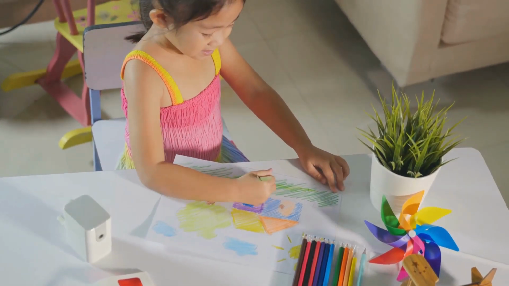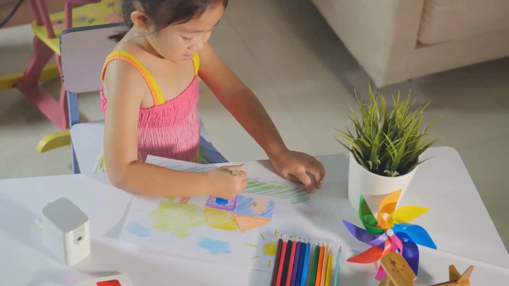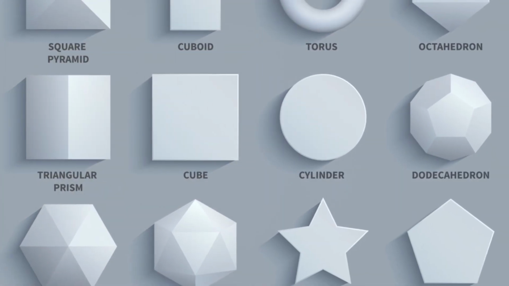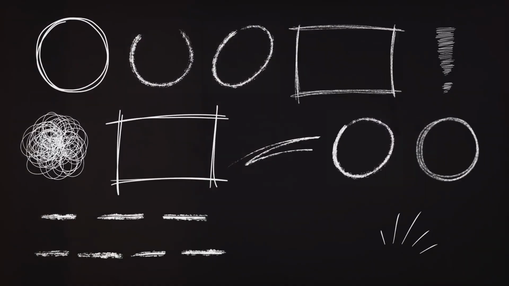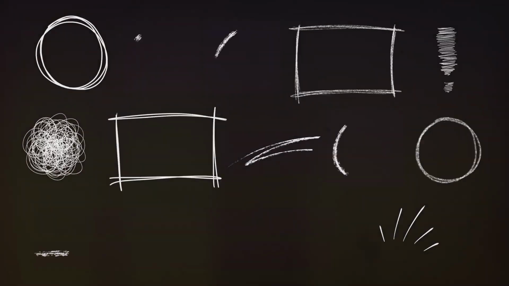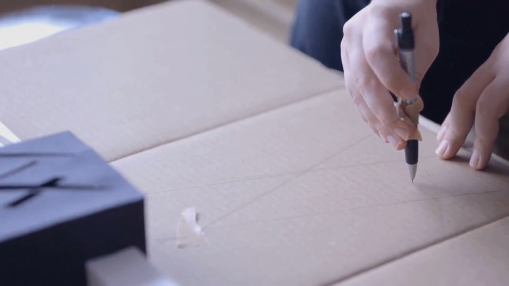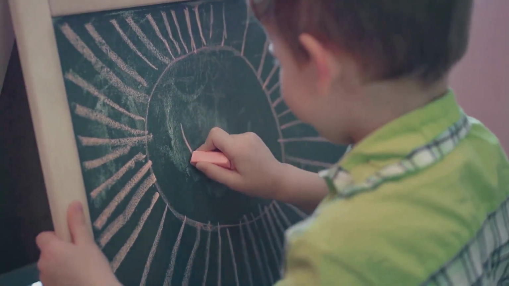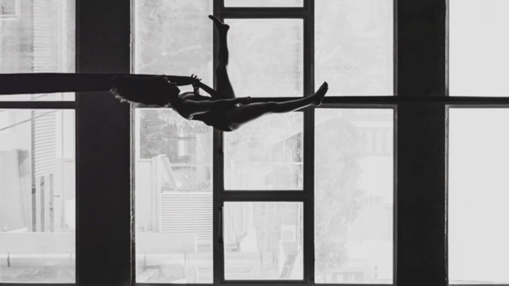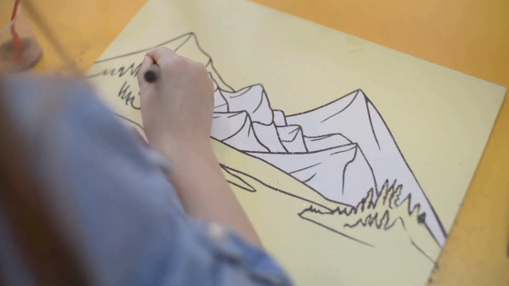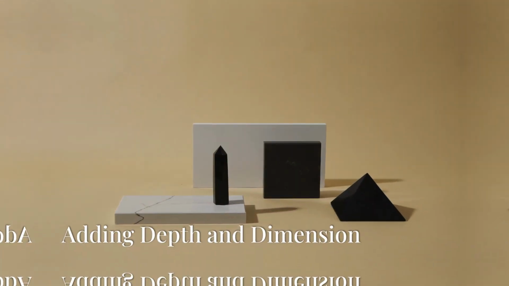Next, we have shape, the outline or silhouette of an object. Shapes are two-dimensional, meaning they have height and width. Circles, squares, triangles, these are all basic shapes. Artists use shapes to create recognizable objects in their artwork. A circle might become the sun, a square could be a window, and a triangle might transform into a mountain peak. Look closely at a painting. Can you identify the different shapes used to create the scene?